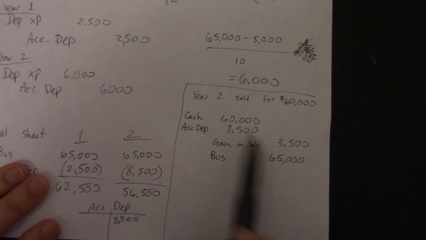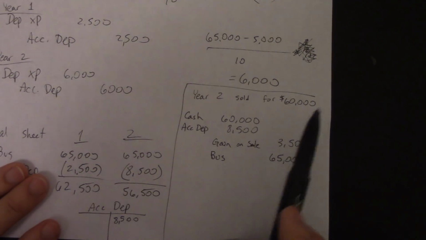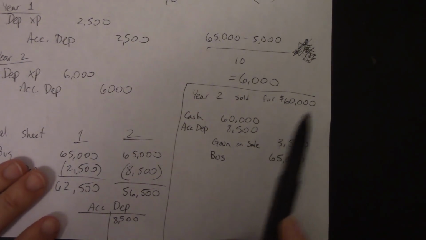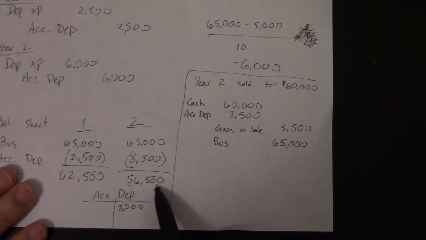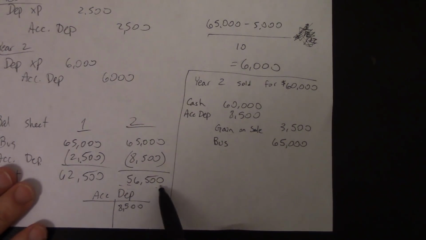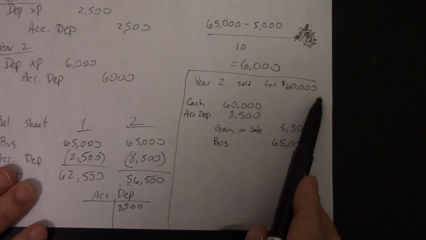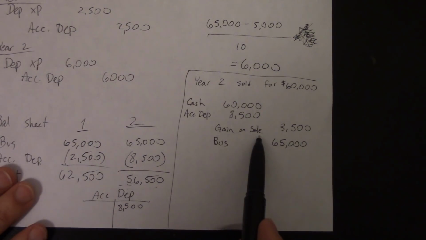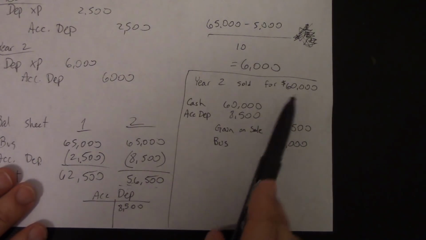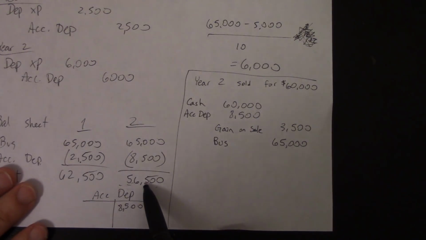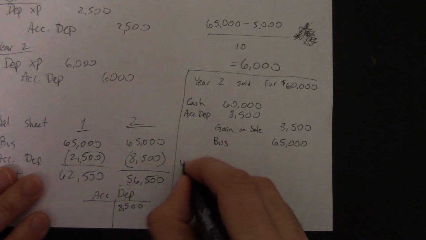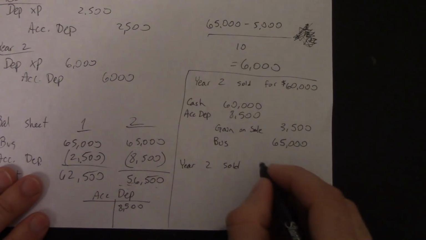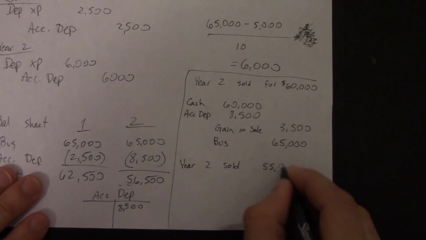There's our journal entry. Now you may be asking, where's this $3,500 coming from? Besides adding or finding the difference between these two, we sold the bus for $60,000. To us, it has a value of $56,500. So we're selling it more than what we value it at. So we are going to recognize a gain for the difference between 60 and 56.5.